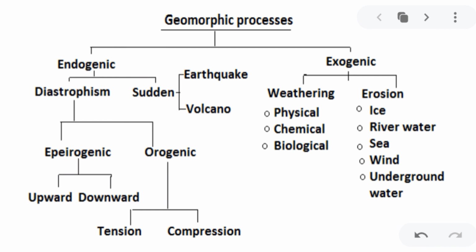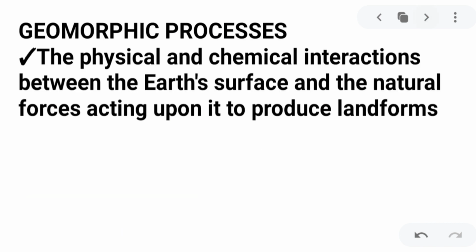This one is an intro for geomorphic and we will be discussing here the endogenic processes. These are the endogenic processes. We have here diastrophism, two major types of that, and the sudden. Under diastrophism, we will be discussing the epirogenic and orogenic. Then in epirogenic, we have two types of that, the upward and downward. And then orogenic, the tension and compression. While on the sudden movement, we have here the earthquake and volcano, or volcanism.